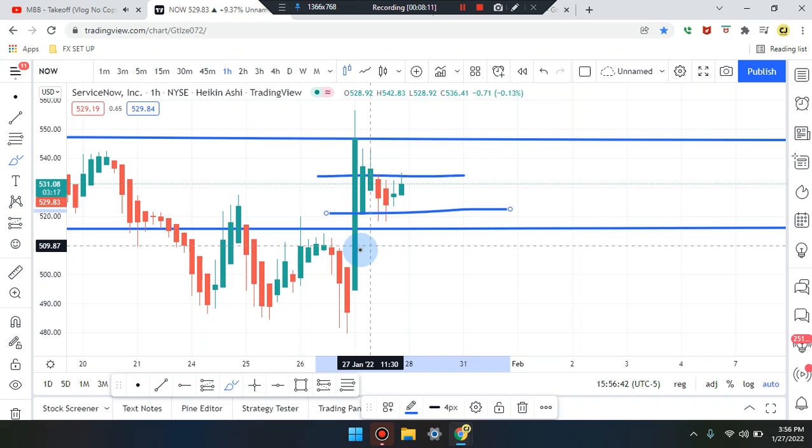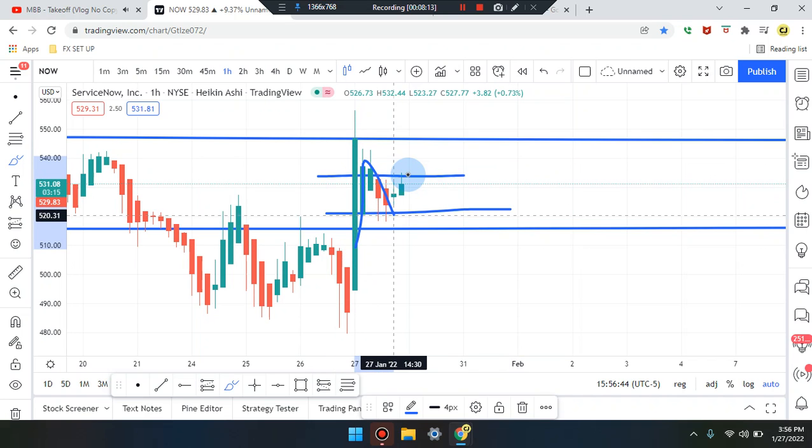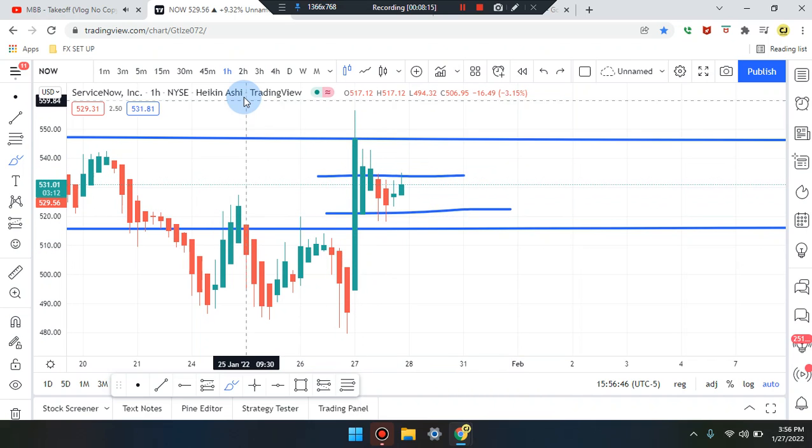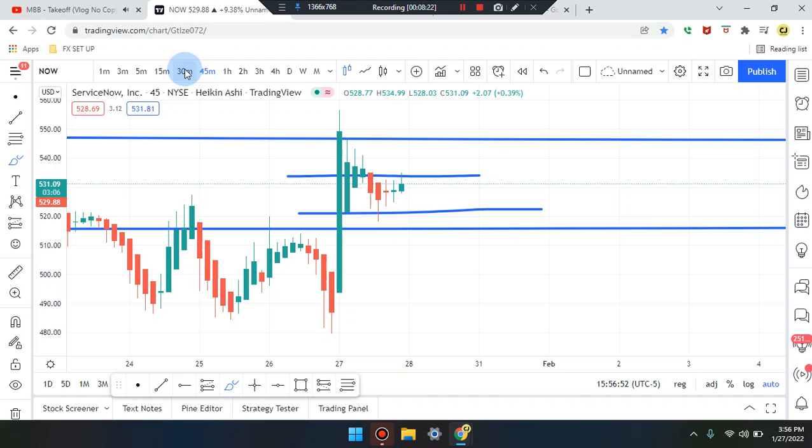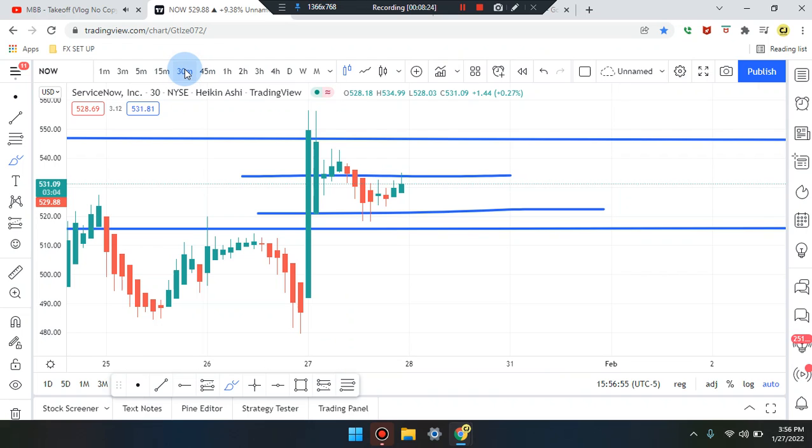Headed down to the 1, now we can see that the market did break, came back to retest, and is still pushing up. Price action is an inverted hammer. Didn't get the engulfing pattern yet to push that market up. Same, market's extending itself, reading the same patterns. Headed down to the 30.